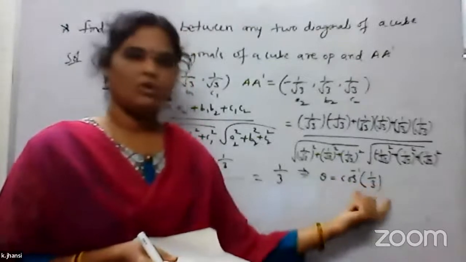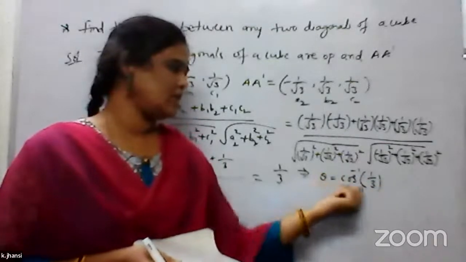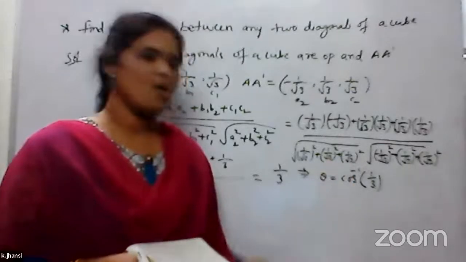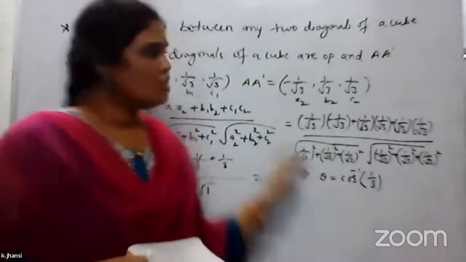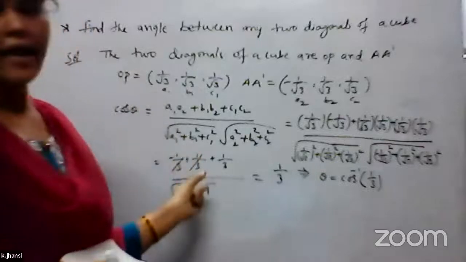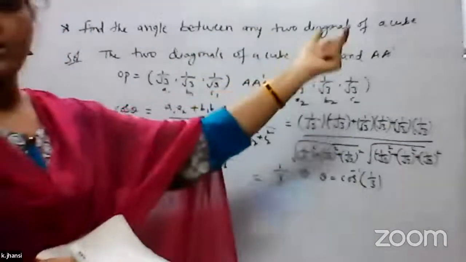So here, 1 by 3 you will not get for any theta value. So just keep it like that only: theta equals cos inverse of 1 by 3. Okay. So like this, you have to find the angle between any two diagonals of a cube.